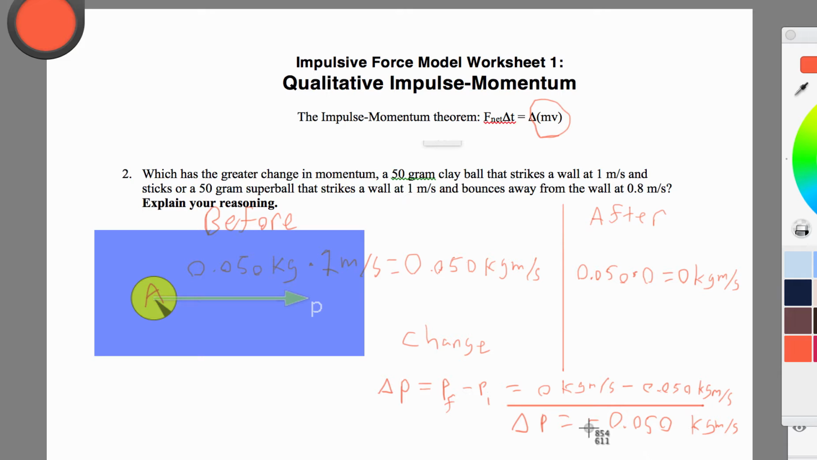Okay, I'm going to save that. Control-Shift-4. So this is for object A. Now I'm going to delete a bunch of this. Where's my eraser?